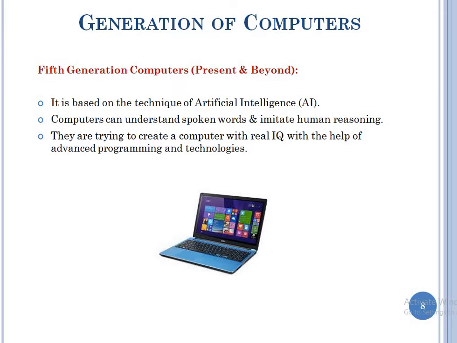These generation computers use parallel processing hardware and artificial intelligence software. The programming languages used in this generation were C, C++, Java, .NET, etc. Some of the popular fifth generation computers are desktop computers, laptops, notebooks, etc.